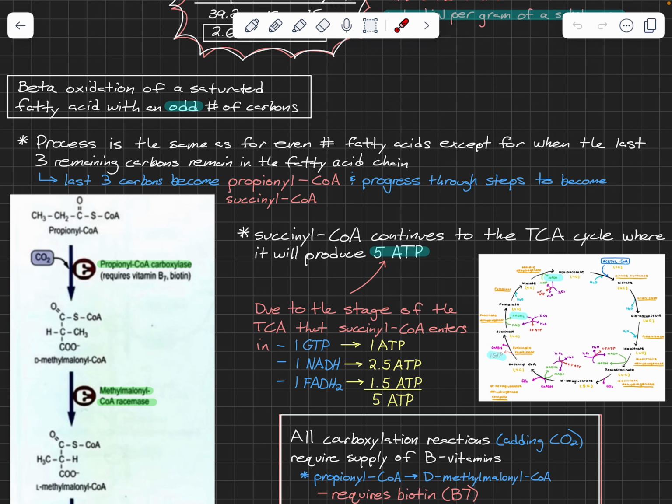So this process is basically the same as even number of carbons, except we're going to be left with 3 remaining carbons instead of having everything move efficiently and those last 4 carbons split into 2 and go off on their separate pathways. When it comes to odd number of carbons, we're going to be using this mechanism of propionyl-CoA because we'll have 3 carbons remaining at the very end after going through all these beta oxidation cleavages.